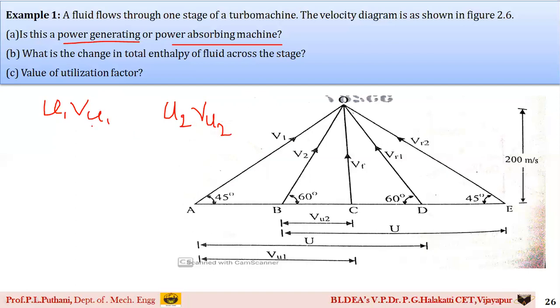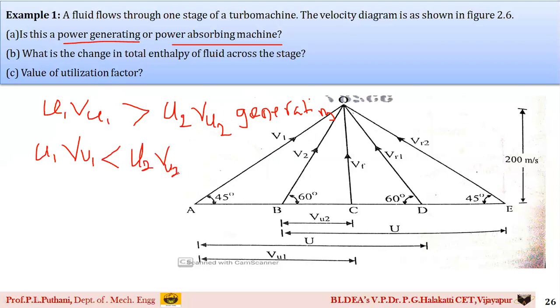If the value of U1 VU1 is more than U2 VU2, then it is a power generating machine. But if vice versa happens, that is, the value of U1 VU1 is lesser than U2 VU2, then it is a case of a power absorbing machine. So you should be very careful when you are calculating.